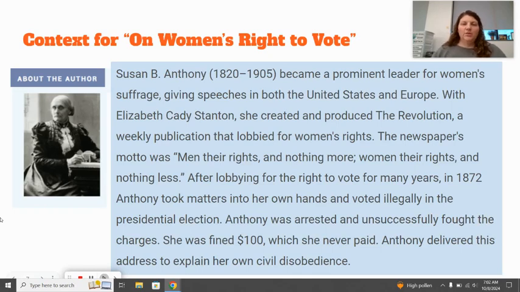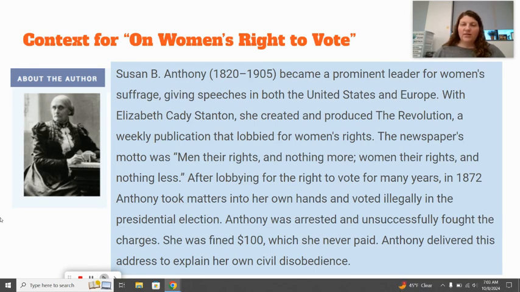Next, let's talk about Susan B. Anthony. She was alive from 1820 to 1905, and she was a prominent leader for women's suffrage, or women's right to vote, and she gave speeches in both the United States and Europe. Along with fellow suffragette Elizabeth Cady Stanton, she created and produced a weekly publication that lobbied for, or promoted, women's rights, specifically their right to vote.